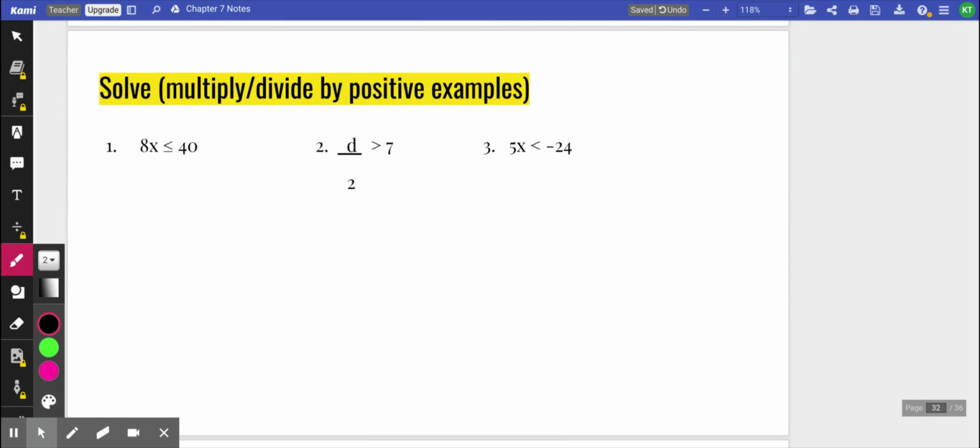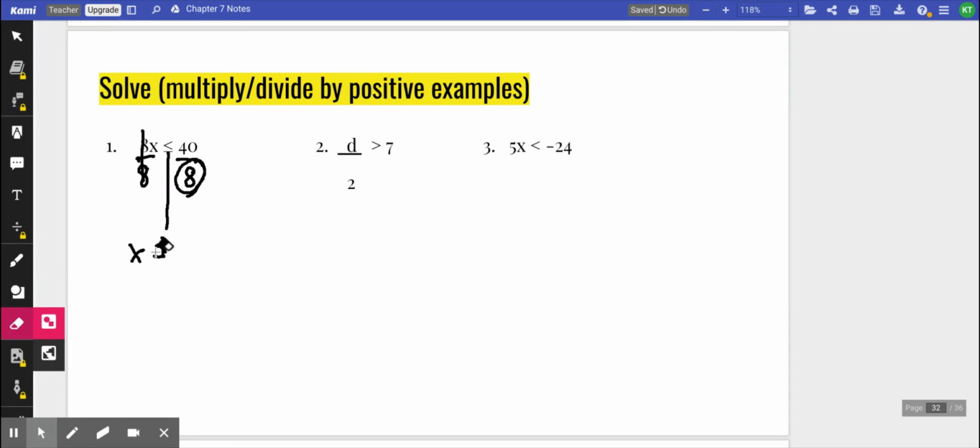So let's look at some positive examples, right? And when we multiply or divide by a positive, our sign is going to stay the same. So in number 1, it says 8 times something is less than or equal to 40. So I'm going to start that by dividing both sides by 8, right? Because that equals 1x, so I get that by itself. Since I divided by a positive value, my sign stays the same. So x is going to be less than or equal to 5.